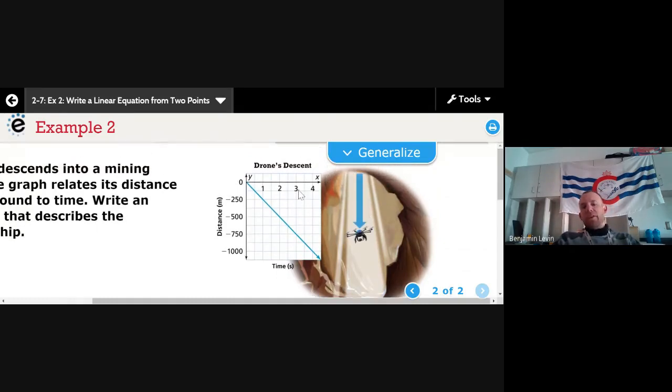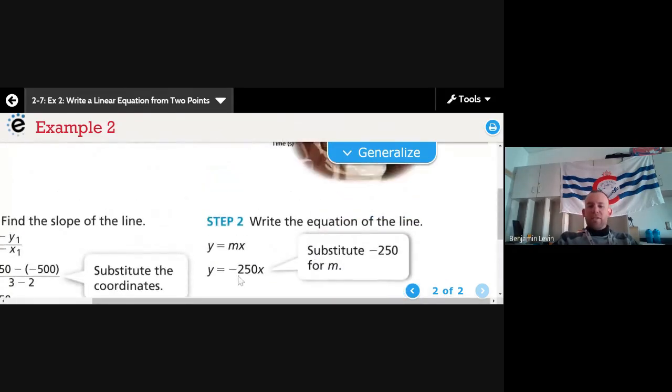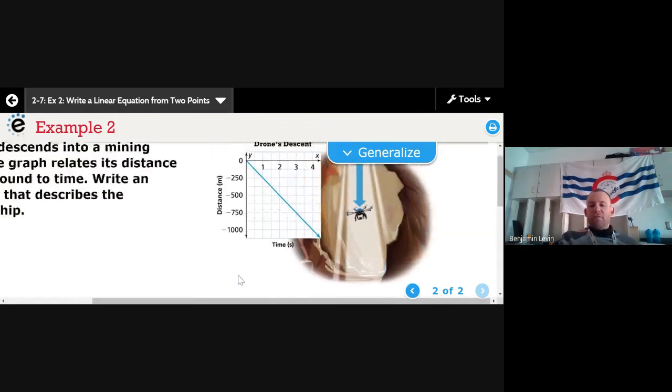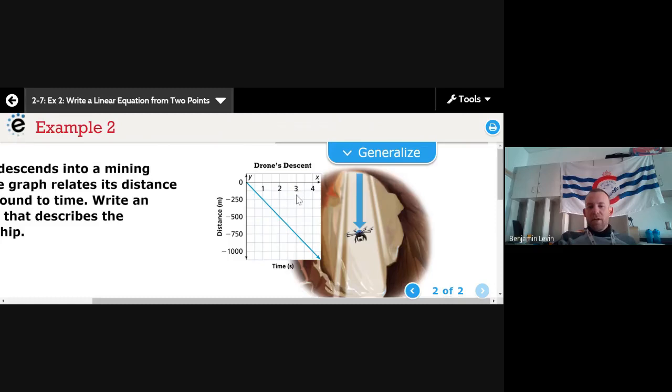But let's say I plug in 3 for the x value, right? Because we know that x is left and right. So I plug in 3 for x. Well, I'm going 3 times negative 250. 250 times 3 is 750. And then there's a negative sign out front. So 3, negative 750. And look, that point is on the graph. At 3, we are at negative 750.